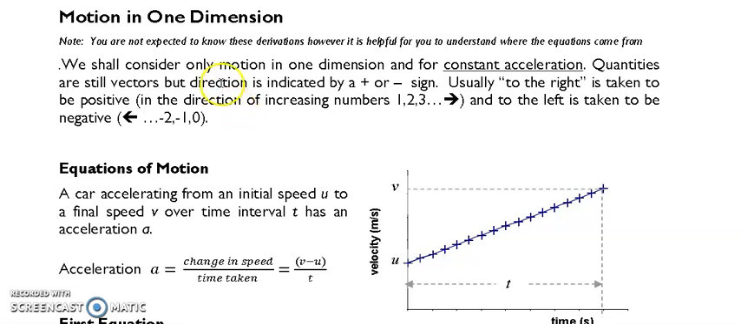We're only going to be considering motion in one dimension and for constant accelerations. Our quantities are vectors and the directions are usually indicated by a plus or a minus sign. We're free to decide on the positive direction, but as a general rule, to the right is taken to be positive, and if it's moving vertically, up the way is taken to be positive. I'll discuss this more in the video which talks through some of the example questions.